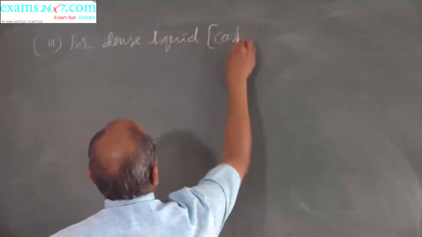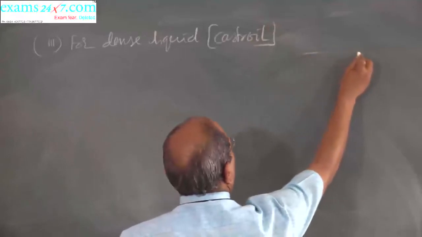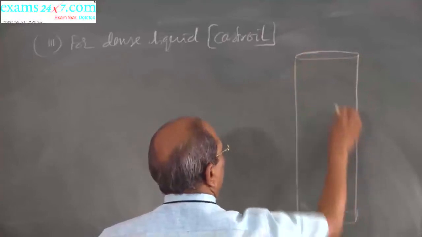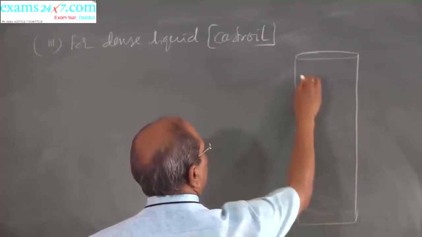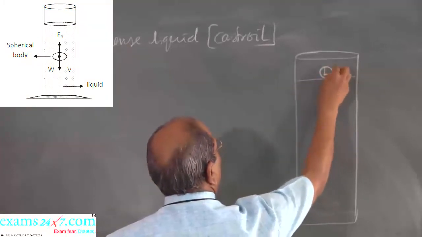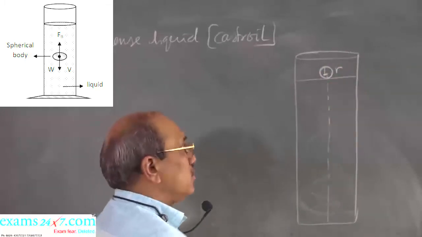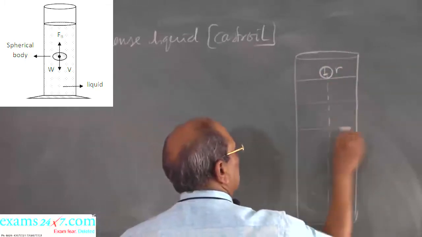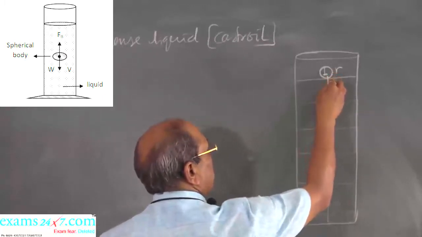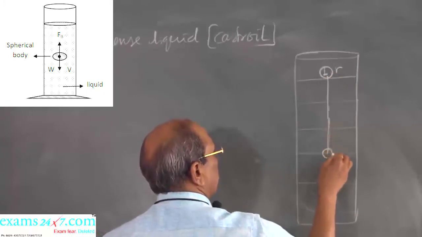Like castor oil, the liquid does not flow easily. In such cases, we take a long cylinder in which this dense liquid is taken, and a solid ball of definite radius is made to fall through it. Suppose we have scales correctly marked on the container. We see that as the ball falls down, it experiences three forces.